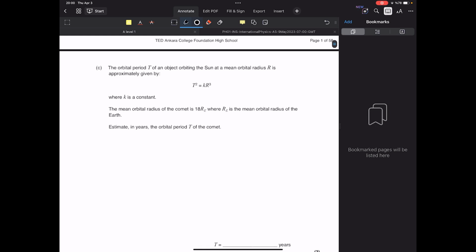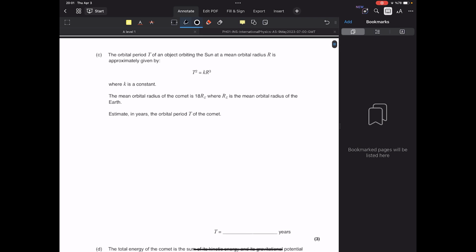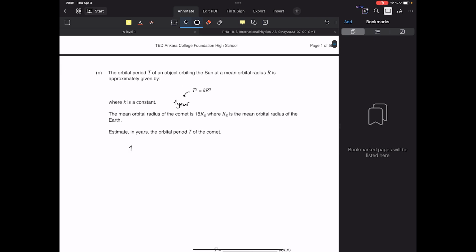So we're given that the orbital radius of the comet is 18 RE, where RE is the mean orbital radius of the Earth. We know that the orbital period of the Earth is 1 year. Technically this formula is for SI units, but the conversion factors are just constants, so it won't matter. So I'm just going to write it as 1 squared equals K RE cubed. So 18 RE cubed times K is going to equal the period squared.